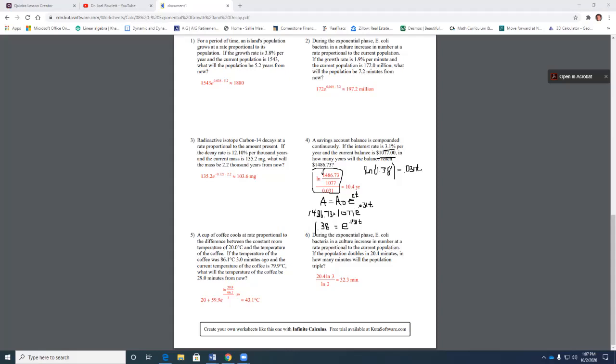And again, we're trying to get t by itself. So the only thing left to do is divide the left side by 0.031. So I'm going to go to the calculator. I'm going to type in the natural log of 1.38, and then I will divide that by 0.031, and I get 10.389, which is basically 10.4 years.